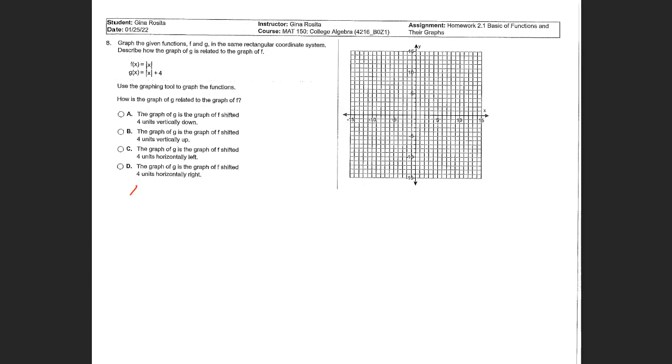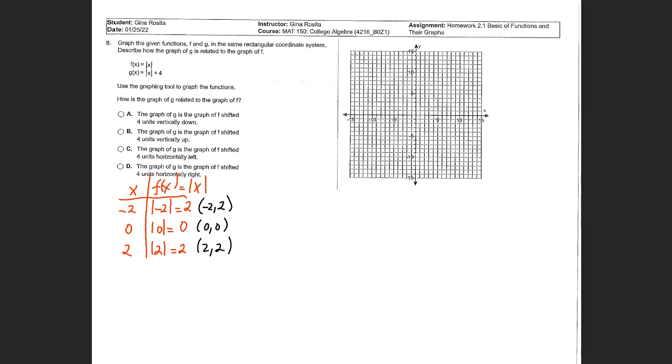Okay. So this is x and this is f of x. So f of x equals absolute value x. Just take negative 2, 0, and 2. So absolute x, everything becomes positive. Absolute negative 2, the answer is 2. Absolute 0, the answer is 0. Absolute 2, the answer is 2. So the points become negative 2, 2, 0, 0, 2, 2. Okay, this is for f of x.